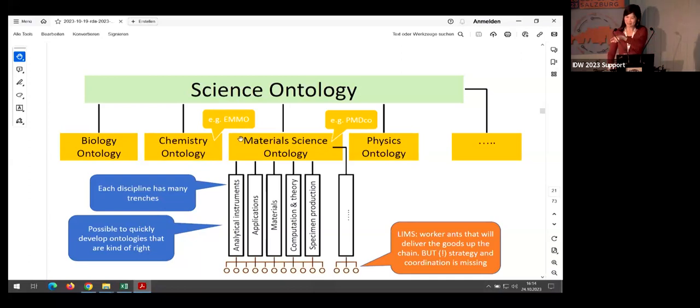So Gerhard has the MO, although I'm given to understand it is maybe more physics ontology. Here's the PMDCO, and you have all of these trenches under all of these disciplines. And what we learned is two things. One, it could be very fast now with the technology to fill in those trenches, but at the end of the day, your LIMS are all the way down here. They're the worker ants. They want to bring up the information, but what's missing is how. So with that, I will end. Thank you so much for your attention.